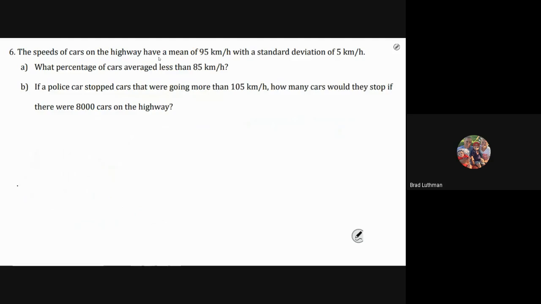Let's get after it. The speed of cars on the highway has a mean of 95 and a standard deviation of 5. Let's map out our playing surface here. 1, 2, 3. So 100, 105, 110. We go 3 standard deviations below. We're at 90, 85, and 80. What percentage travel less than 85?